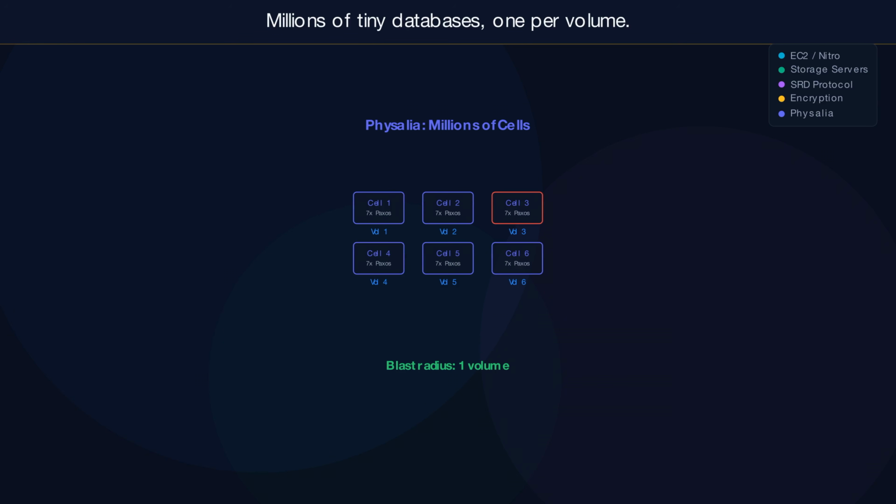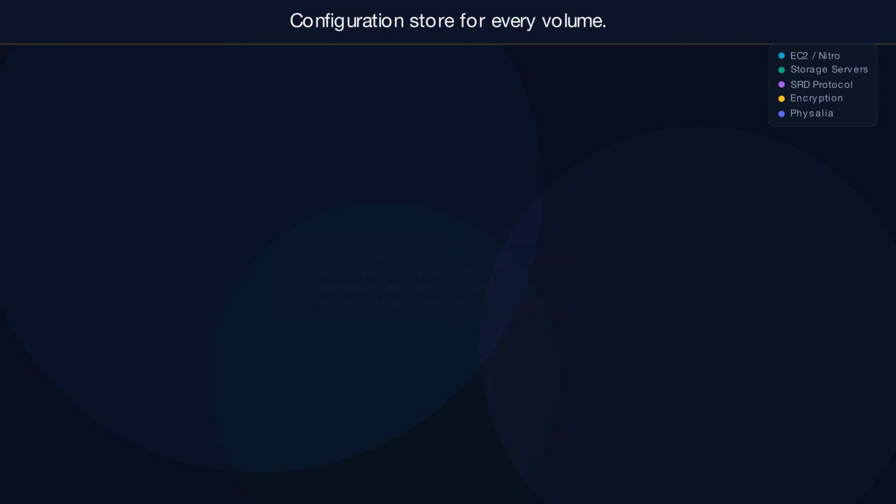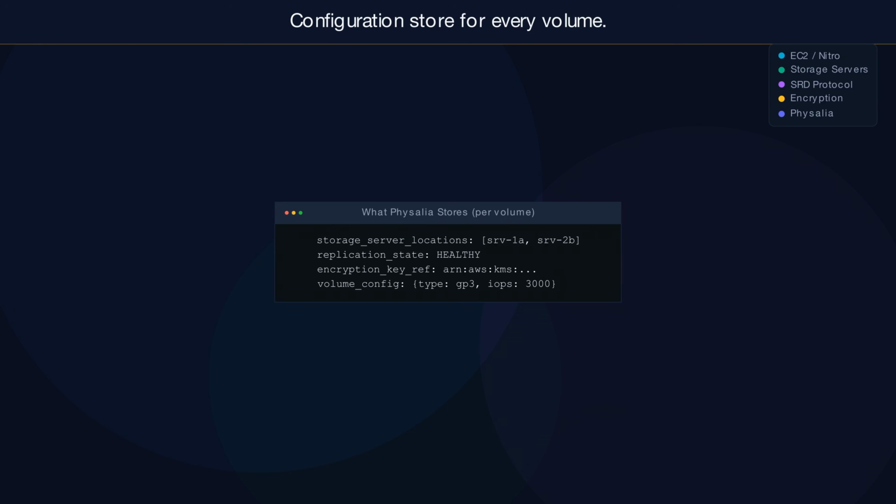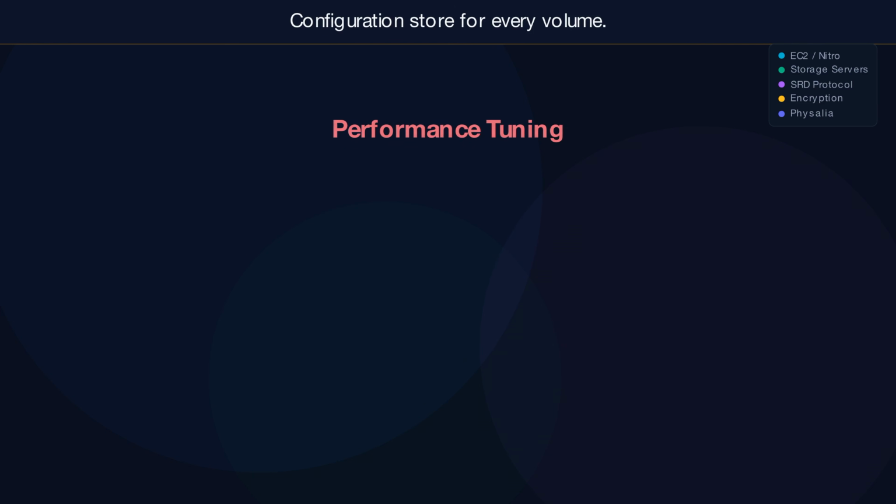Physalia places replicas based on data center topology so that no two share too much infrastructure. The result is a control plane with a blast radius of exactly one volume. Physalia stores the configuration for each volume, which storage servers hold its data, replication state, and encryption metadata. It's the glue that makes everything else work.